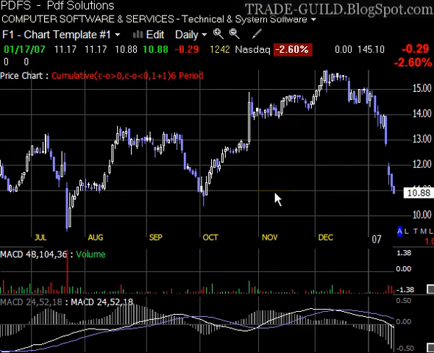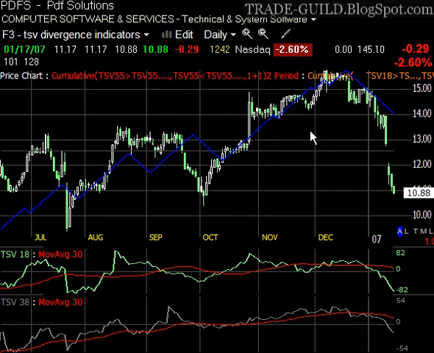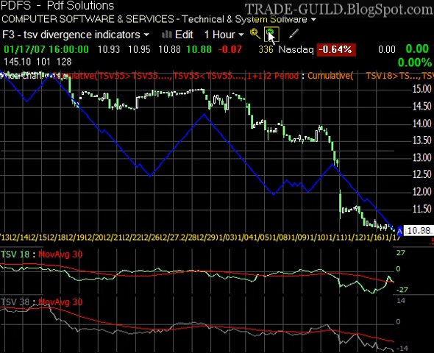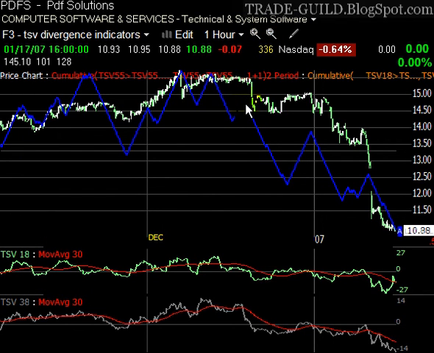PDFS, real quickly. Okay, so this one, here's that 3C indicator on the hourly time frame. You can see a very bad situation. Here's the divergence right here. This indicator should have been making highs there, broke down.